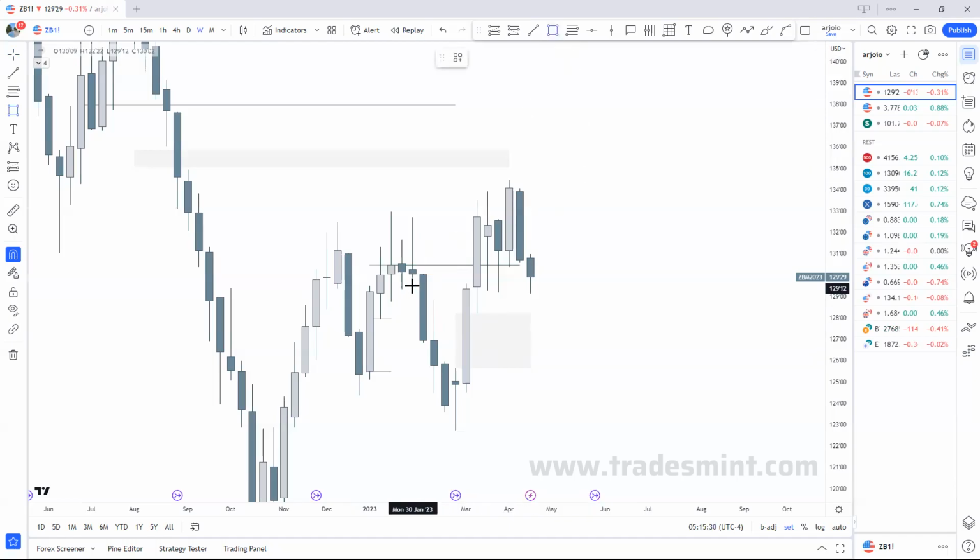Now we do have this inversion, which again, if we do get a daily market structure shift from it, then we could see higher prices. Inversion sounds cool. It's just an old fair value gap that's basically overtaken. So it's now resistance turned into support.